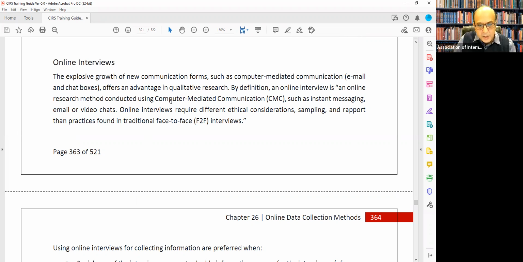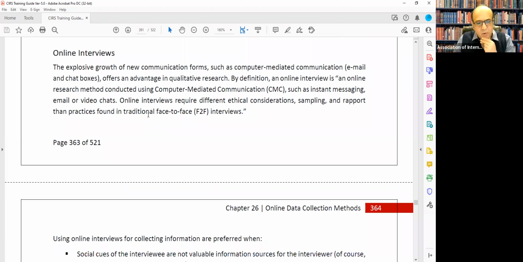Online interviews: online research conducted using computer mediated communication such as instant message, email, or video chats. Online interviews require different ethics considerations, sampling and rapport than practice ones. So yes, online interviews have more of an approach that needs to be planned very carefully.